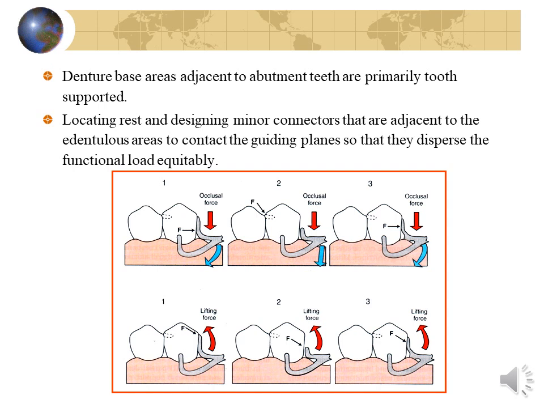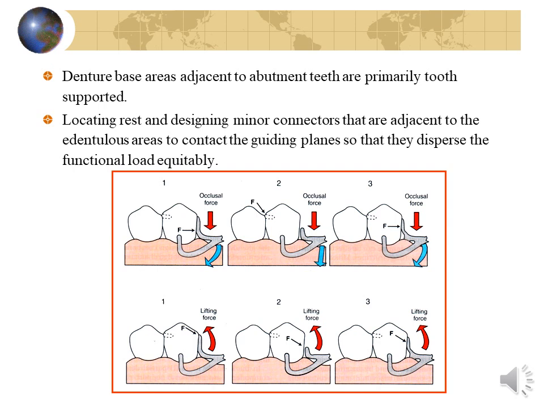Denture base areas adjacent to abutment teeth are primarily tooth supported. As you proceed away from the abutment teeth, they become more tissue supported. Therefore, it is necessary to incorporate characteristics in the partial denture design that will distribute the functional load equitably between the abutment teeth and the supporting tissues of the edentulous ridge.